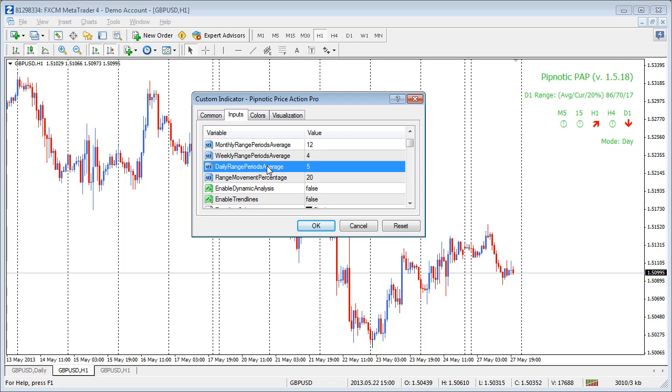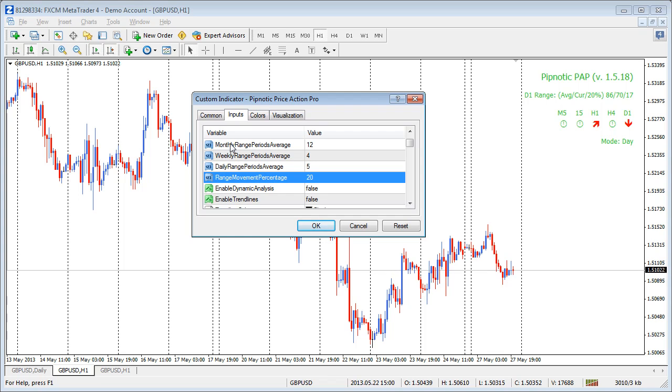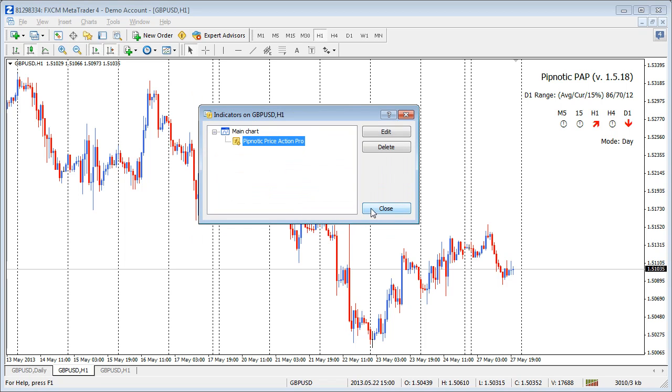And just below that, we have the range movement percentage, which you can change to whatever you like. If you change it to 15, for example, you can see it changes here automatically to 15, and that'll calculate the difference here.